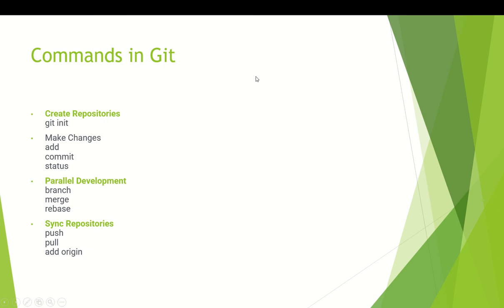These are the commands which we use in Git. git init is for initiating or creating repositories, and then make changes. These all come under creating repositories: make changes, add, commit. These are all commands. Status, to see the status of the commit or of Git. And parallel development, like branch, merge, rebase. Sync, like syncing with the global repository, where we'll be using push, pull, add origin. These are commands we'll be using.